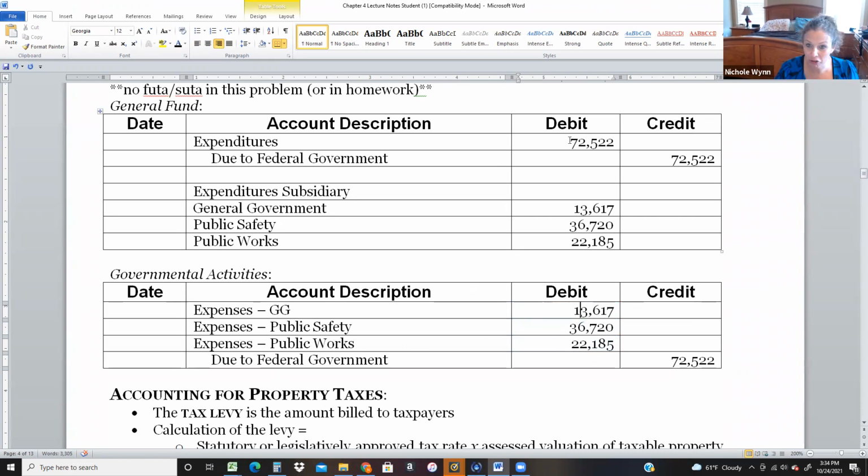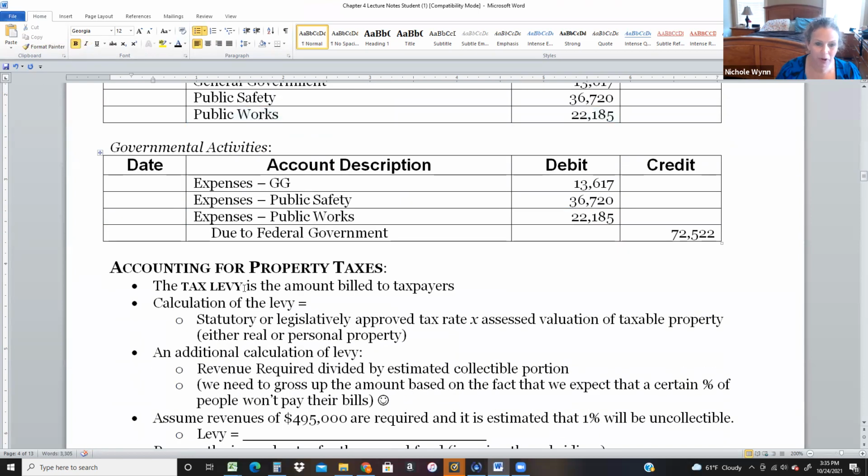And so this is just showing you guys that at the government-wide level, the only difference is we change the word expenditures to expenses instead, and then we provide the detail instead of having a subsidiary. Okay. Let's go ahead and do property taxes next.